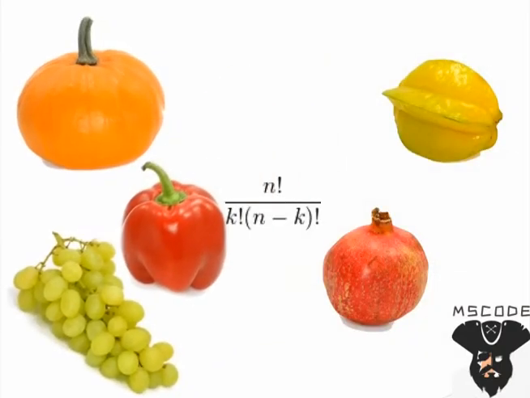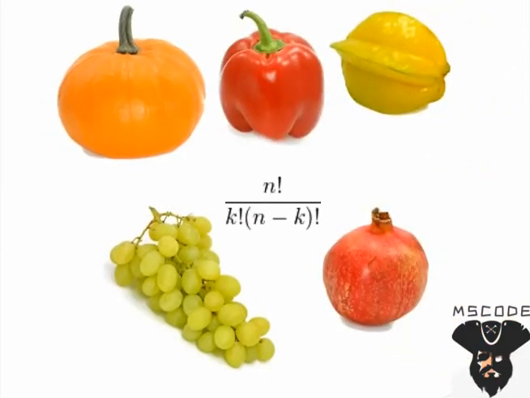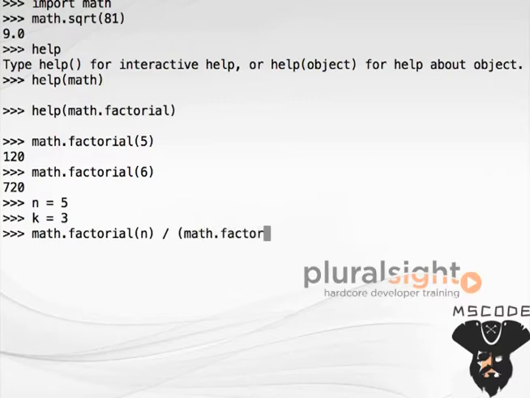Let's use factorials to compute how many ways there are to draw 3 fruit from a set of 5 fruit using some math we learned in school. This simple expression is quite verbose with all those references to the math module.